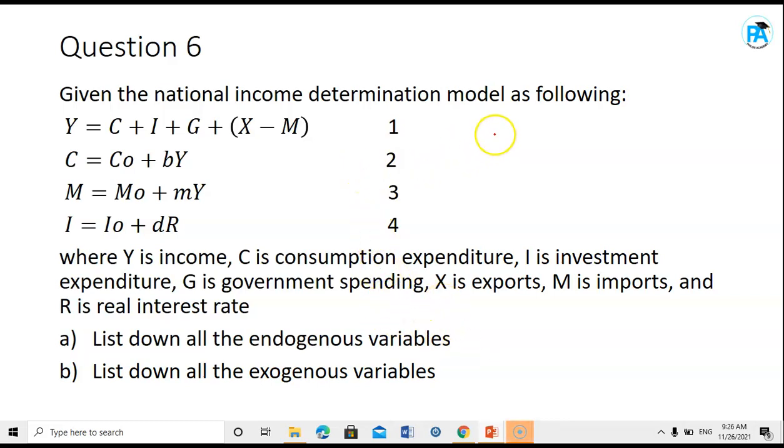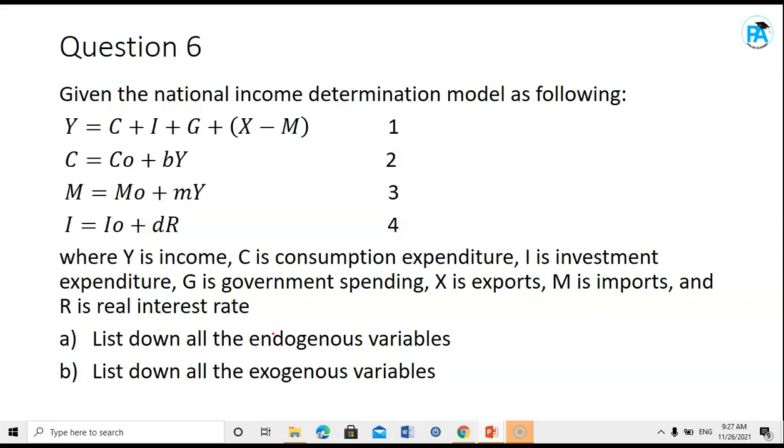It's like giving a national income determination model as this, equations 1 to 4, where Y is income, C is consumption expenditure, I is investment expenditure, G is government spending, X is export, M is import, and R is real interest rate. List down the endogenous variables and list down the exogenous variables. To do this, let's start with the endogenous variables. What are endogenous variables? An endogenous variable in an economic model is a variable whose value is determined by the model.